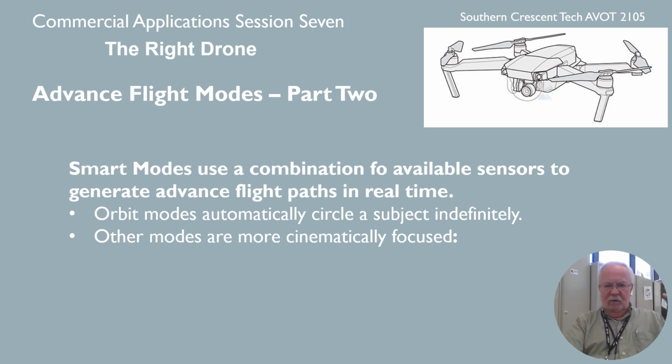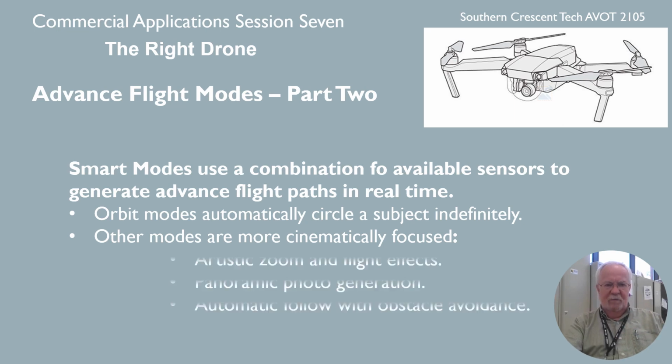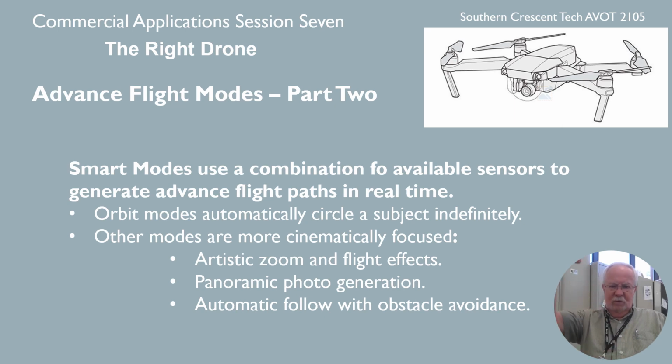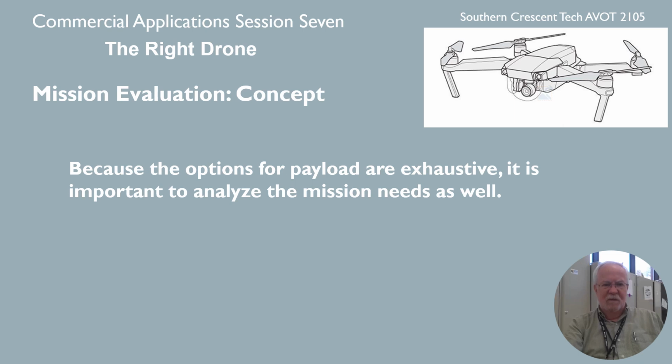Really doesn't take a whole lot of thought, except that often the obstacle avoidance doesn't work during that. But you also have zooms, dronies where the drone zooms out and zooms in. You can do panoramic photos, follow me, that kind of thing. There's a lot of other special advanced modes that most drones have, just to make something routine a little bit easier for you. Doesn't mean you shouldn't learn how to do it manually, but those are possibilities.